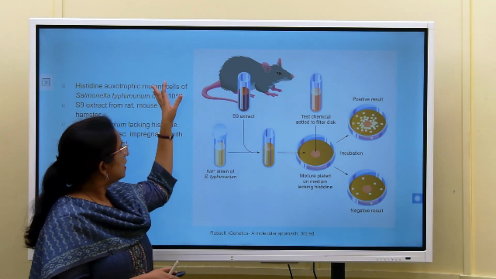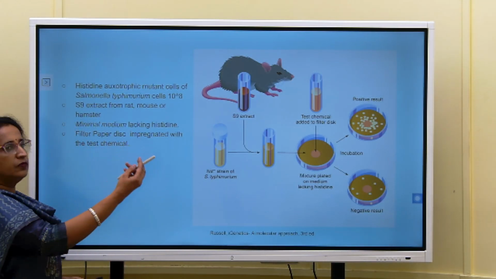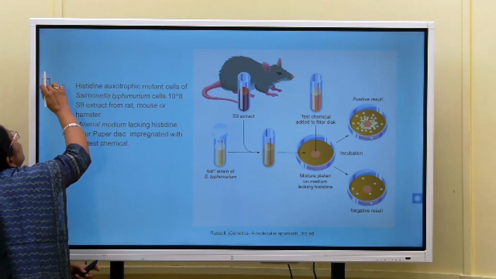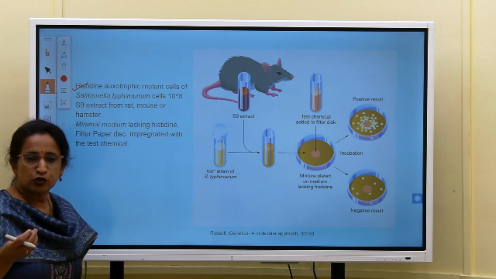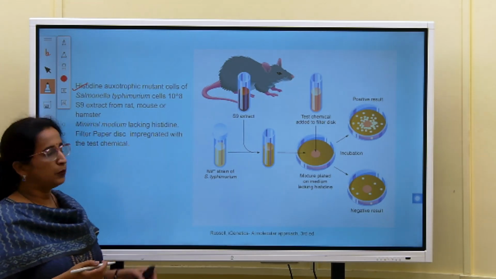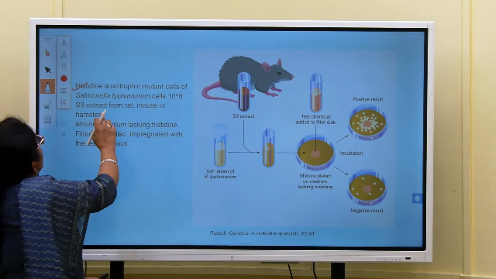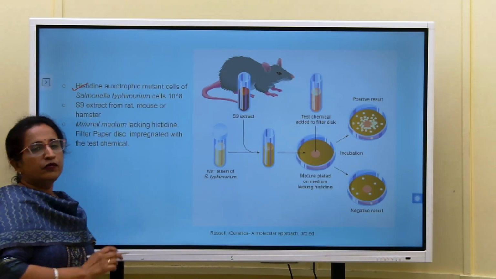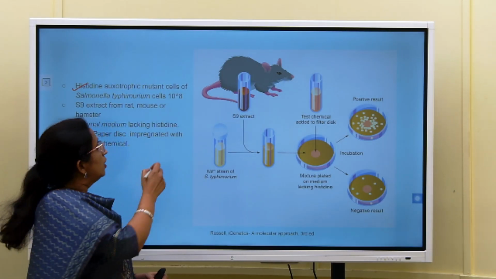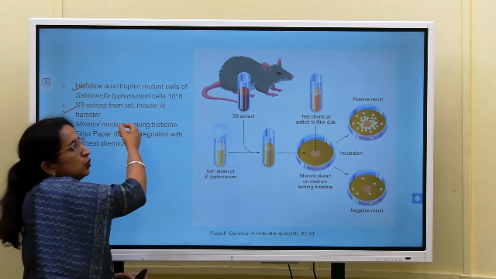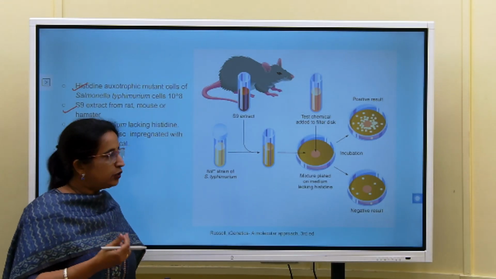So these are the things that we require to do the Ames test. First, we require the histidine auxotrophic mutant. We require the histidine auxotrophic cells of Salmonella typhimurium. 10⁸ cells are taken. Second, we require S9 extract. Now, S9 extract is the liver extract obtained from rat, mouse, or hamster, these kind of animals. So, it's an extract from the liver. We will see why it is used.